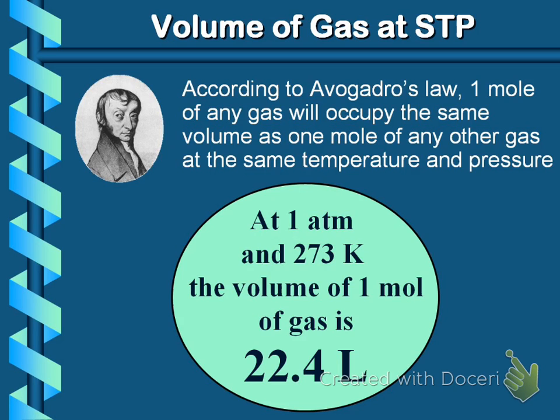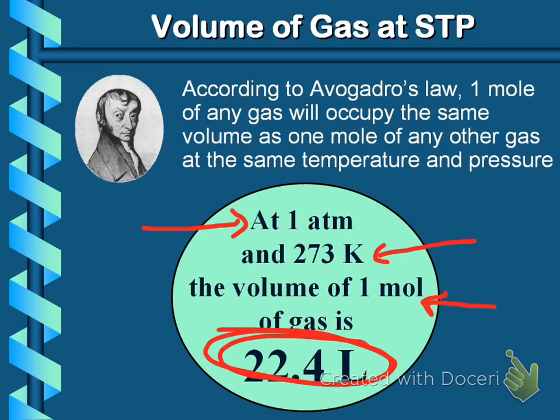And so what we need to realize is that if you are at 1 atmosphere, and you're at 273 degrees Kelvin, which of course is 0 degrees centigrade, and if you have 1 mole of the gas, you're going to fill up a container to exactly 22.4 liters. Okay, now this is review. We've talked about this before, but that's the molar volume.